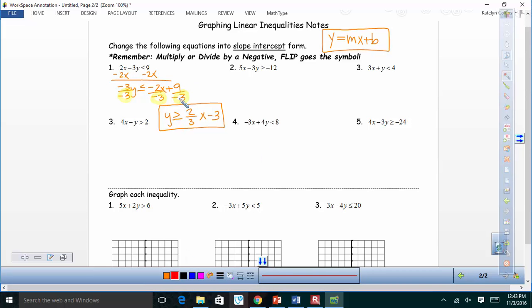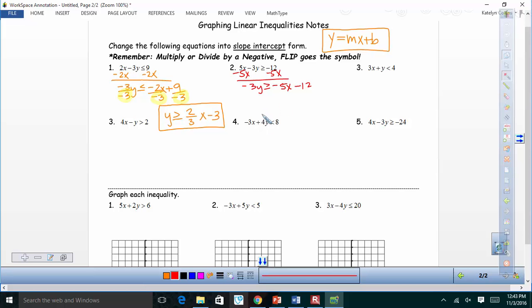Okay, we're going to do another one like that. So let's look at number 2. Leah, what would you do first to get y by itself? Subtract 5. Very good. We subtract 5x. And that gives me negative 3y is greater than or equal to. Do I put negative 5x or negative 12 first? Negative 5x. And then minus 12.